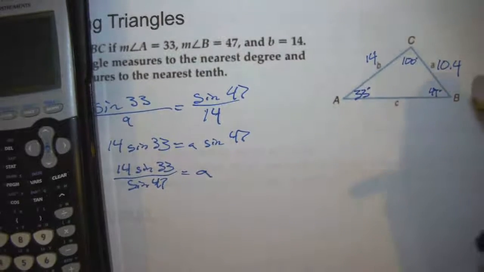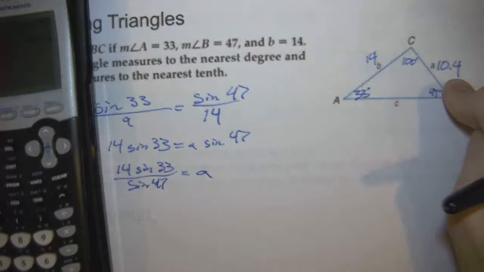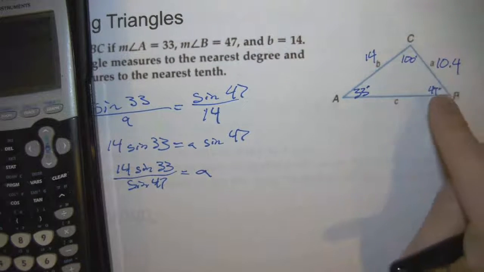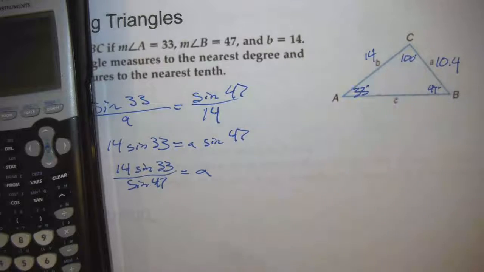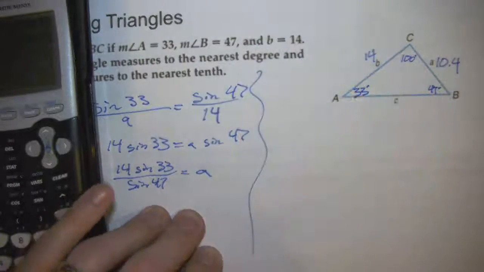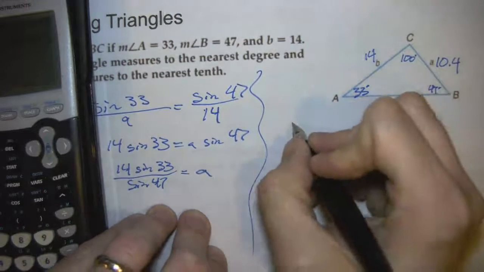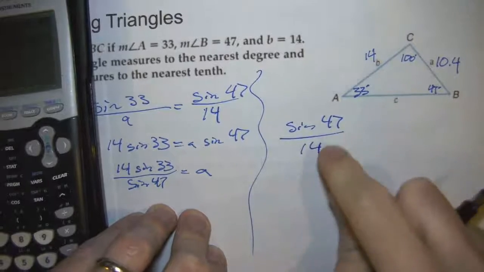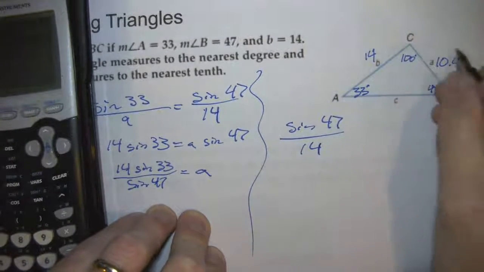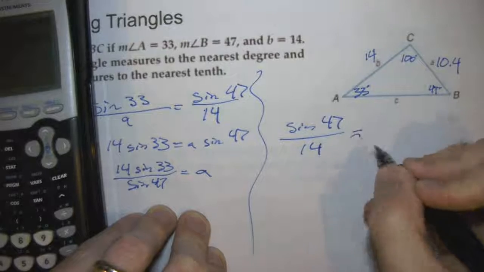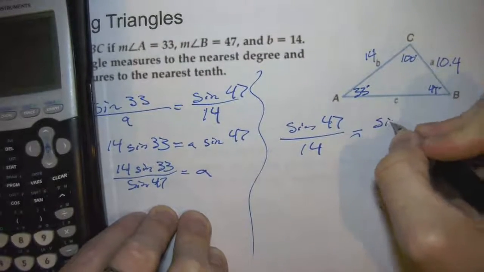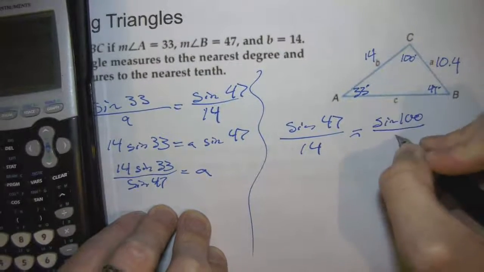Now, that is a rounded number. Okay, so when I find C, I am not going to use this number. I'm going to keep using 47 and 14 because those were exact numbers that were given to me. All right, so always try to use exact numbers if possible. So once again, I'm going to use sine of 47 over 14. Those were given to me and they're exact. I am not going to use this 10.4. It's going to give me a rounded answer here, which leads to even a further rounded answer here. All right, we've got sine of 100 over C.